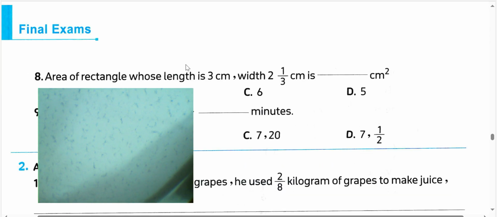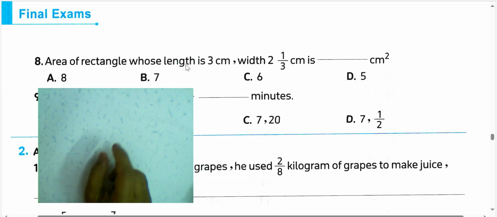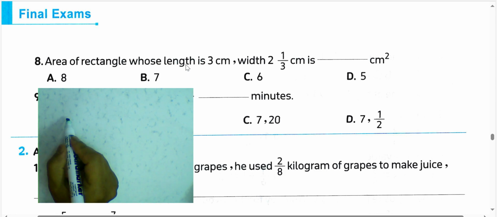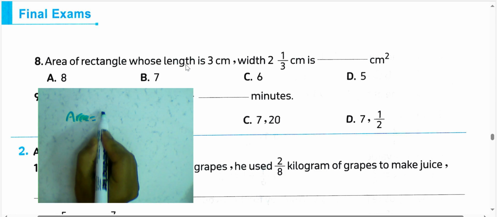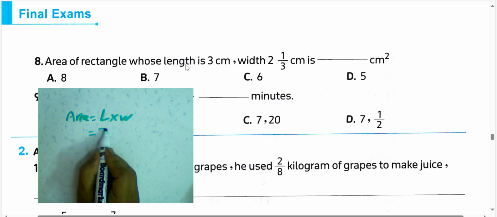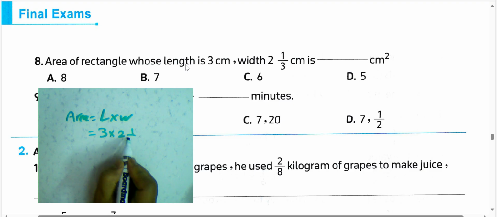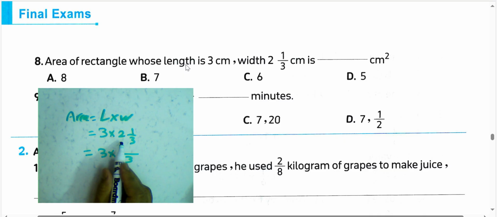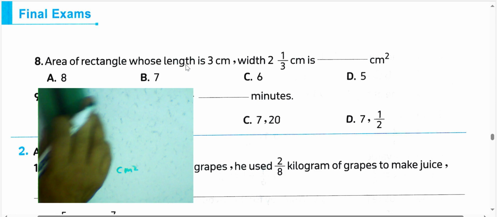Question: area of rectangle whose length 3 cm and width 2 and a third. We can find the area equal length product by width. The length was 3 and width equal 2 and a third. We can convert from mixed number to improper. Write 3 in numerator and 2 times 3 is 6 plus 1 equals 7. And then 3 divided by 3 is 1. 1 times 7 equals 7. Then the area will be 7 square centimeter.